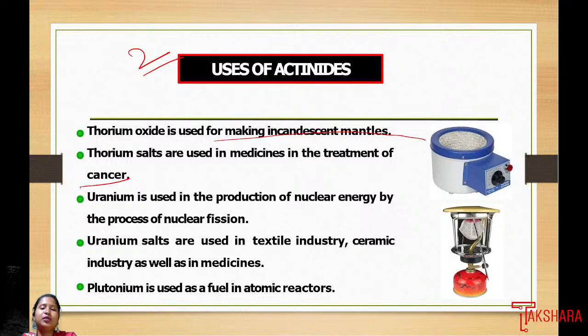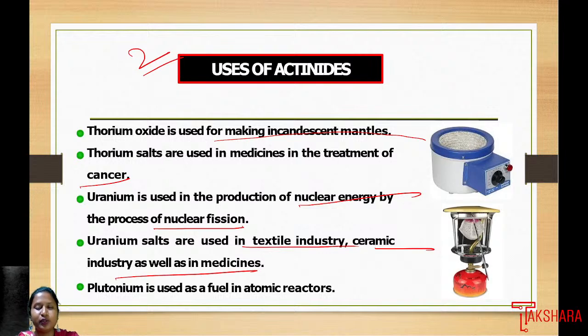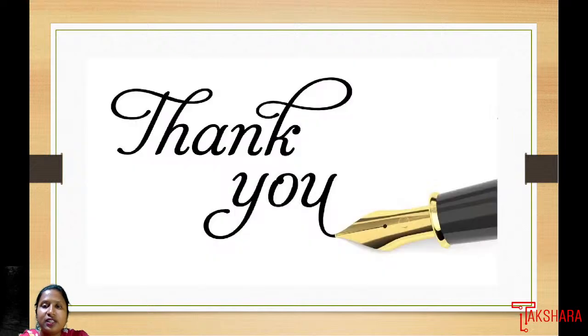Then uranium is used in the production of nuclear energy by the process of nuclear fission. Then uranium salts are used in the textile industry, ceramic industry as well as medicines. And plutonium is used as a fuel in atomic reactors. So all these are the uses of actinides we can say.